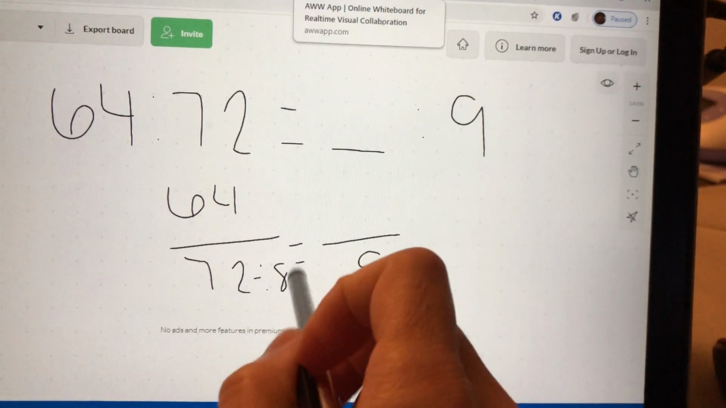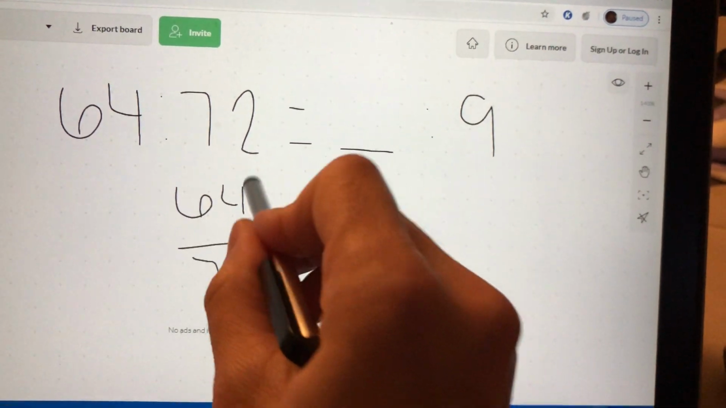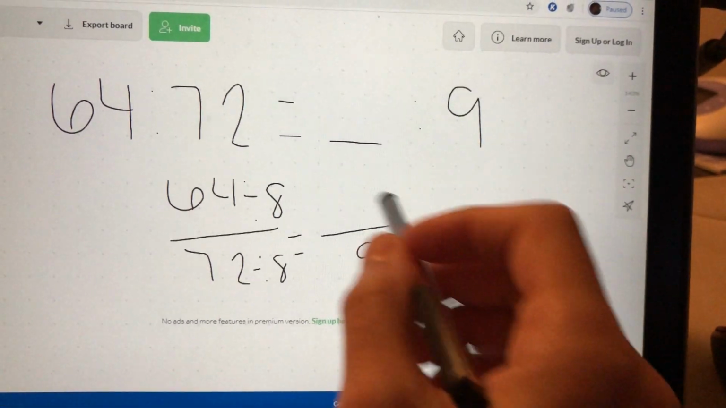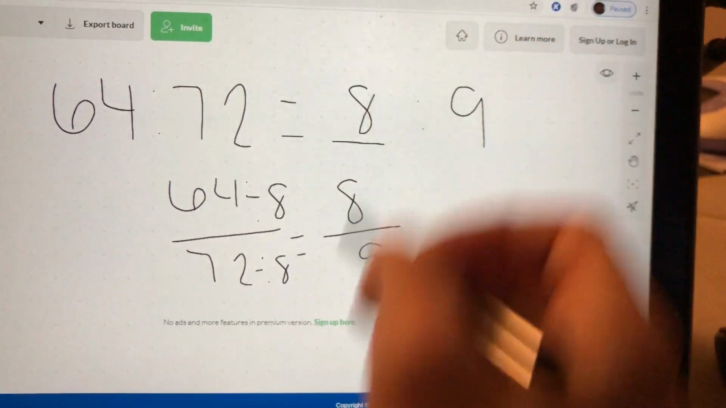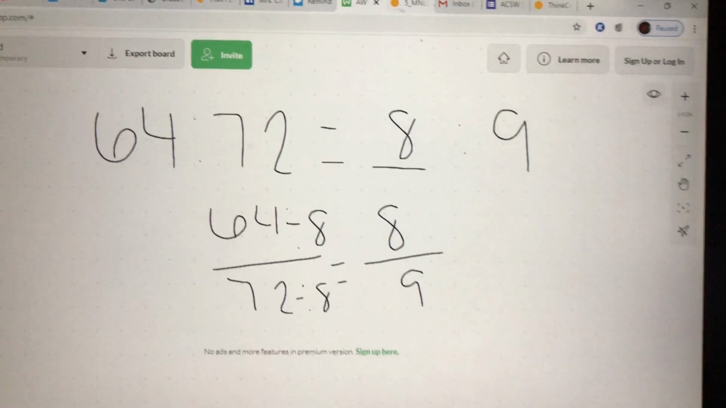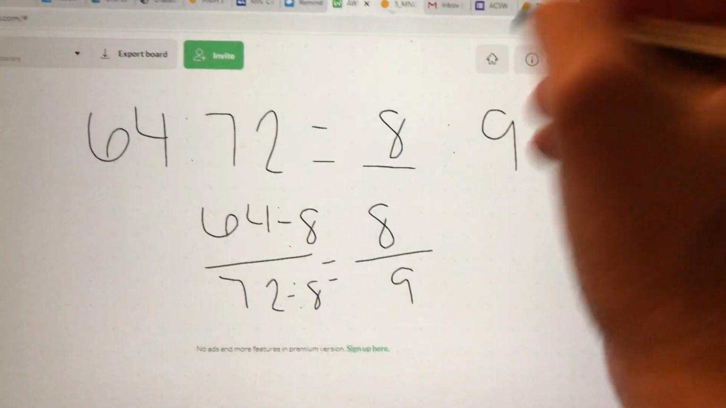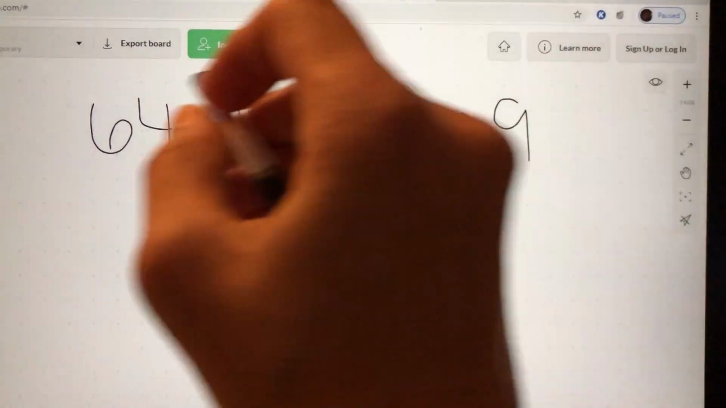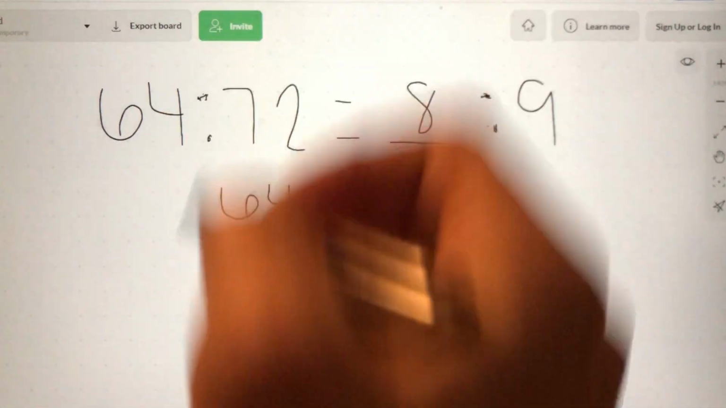So if I divide by 8 in my denominator, I'm going to divide my numerator by 8 as well. Okay, and that would be 8 over here. And then our missing number for our ratio is 8. And we're all done. That's all you're doing for lesson 9. It's very simple. Hopefully this video helps you understand it a little bit more.